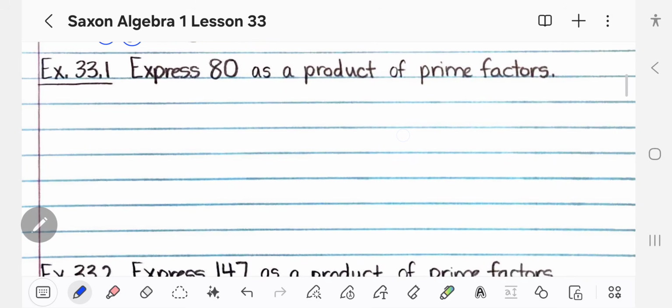And what they do is they only divide by prime factors. And then that way they can figure out what the prime factorization is. I'll show you what I mean, and then we'll do it another way, okay? Whichever way is more comfortable for you.